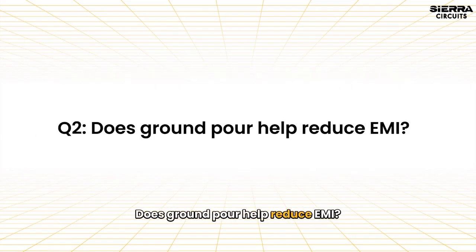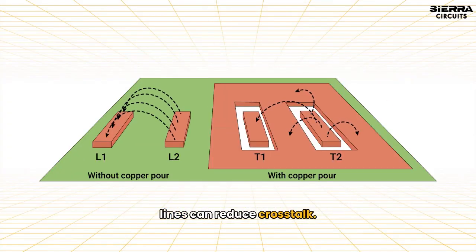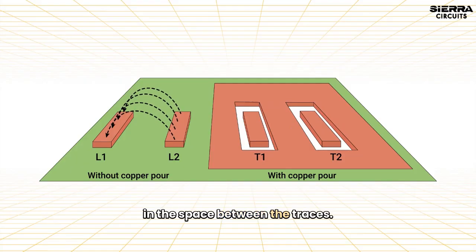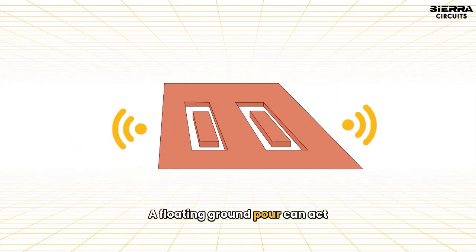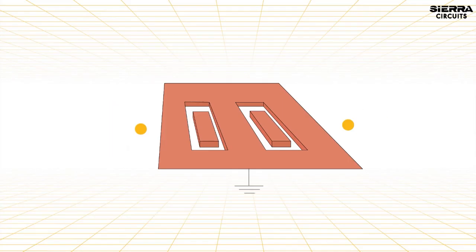Does ground pour help reduce EMI? Yes, a ground pour between signal lines can reduce crosstalk. They increase the distribution of the magnetic field created by the changing electric field in the space between the traces. A floating ground pour can act like an antenna, radiating EMI instead of preventing it. Connect them at each end with a via to the ground plane.